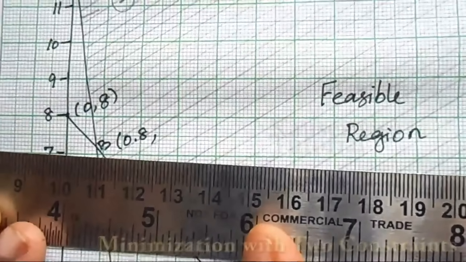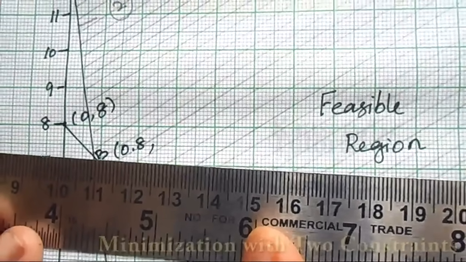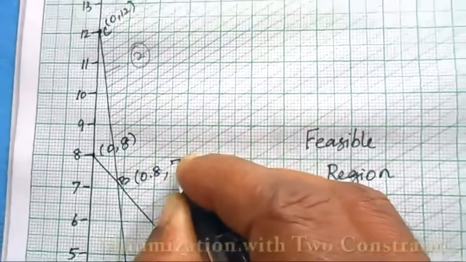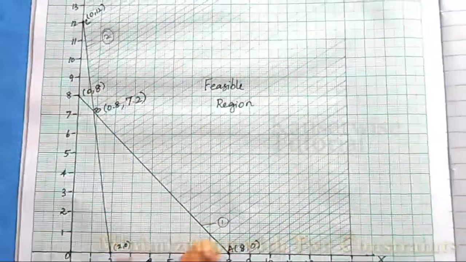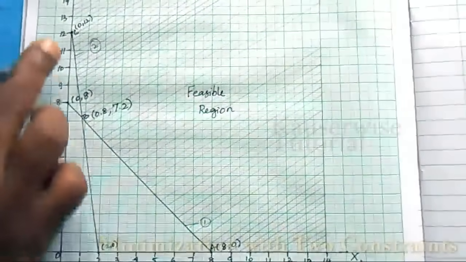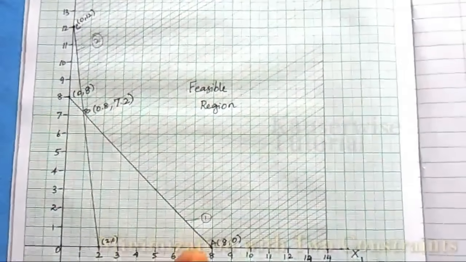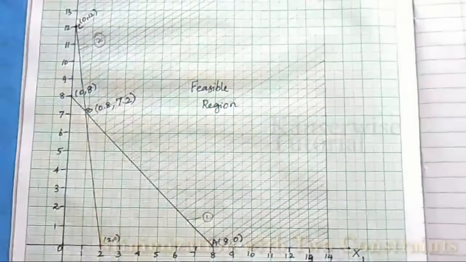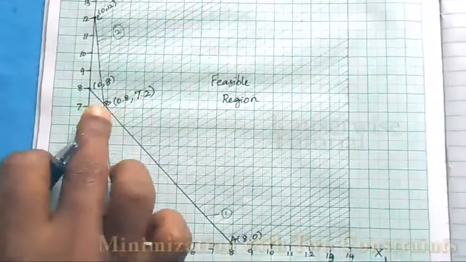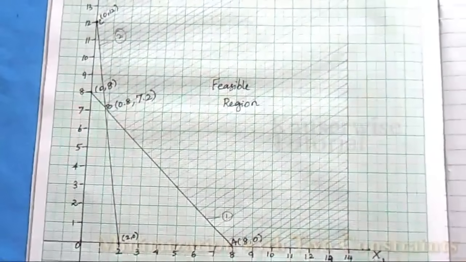x2 value is 7.2. A, B, C. So in the feasible region, we have three corner points. The optimum solution will be any one of the corner points. Let us find the optimum solution by substituting the three values in the objective function.